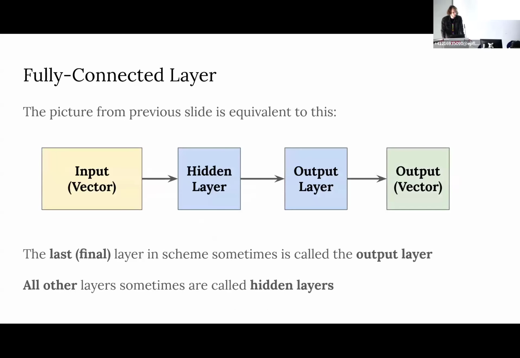The last layer is sometimes called the final layer or output layer, and all other layers are called hidden layers. The input, which is just your data, is sometimes also called the input layer, and people sometimes also count it when counting how many layers you have.